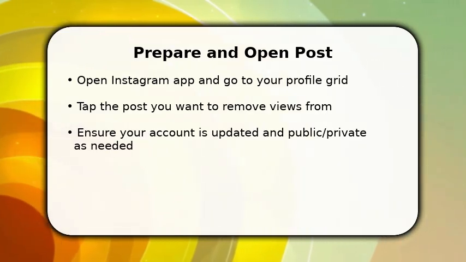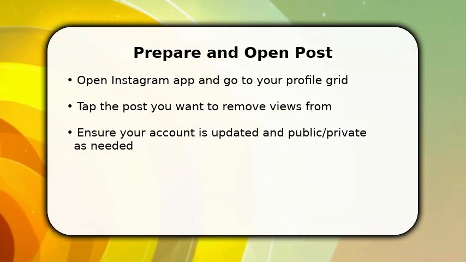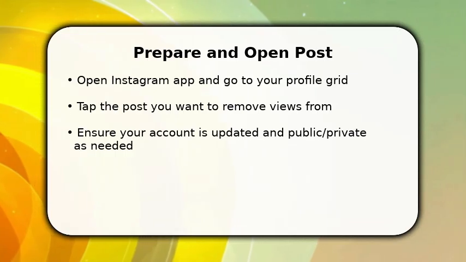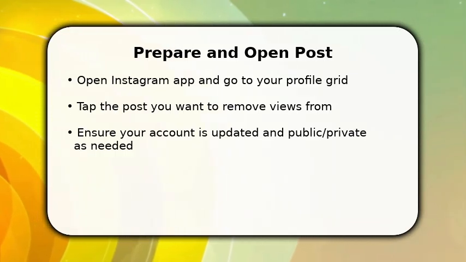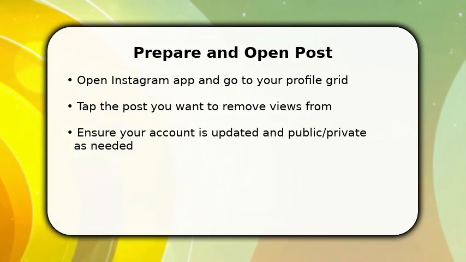You start by opening Instagram and landing on your profile grid. Tap the specific post whose views you want to adjust. Once done, check whether the account is public or private because visibility affects view counts. Make sure the app is updated to avoid feature differences and confirm you own the post.